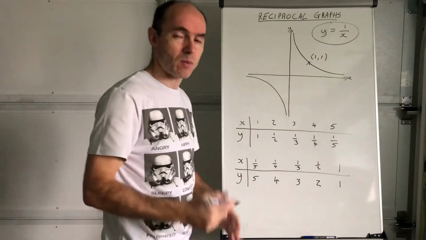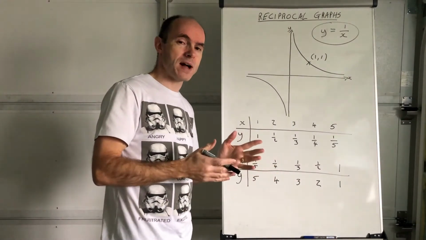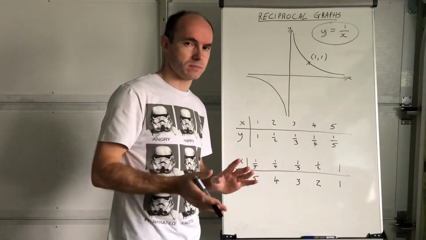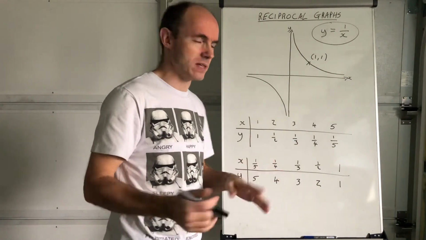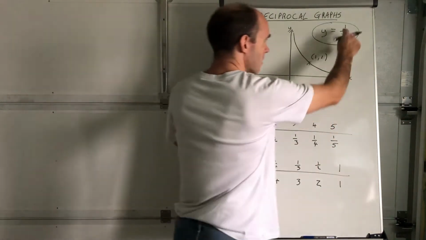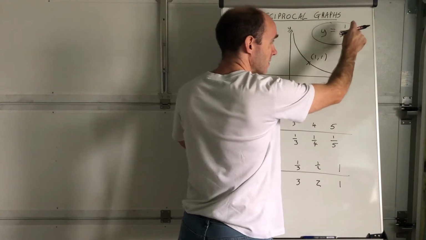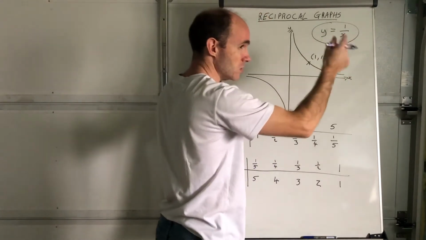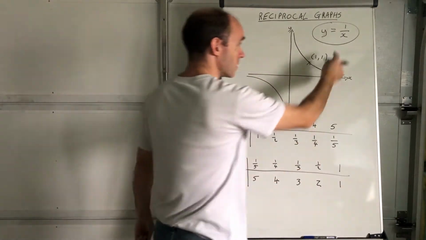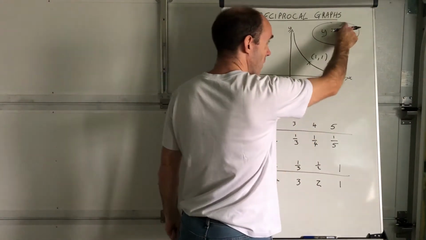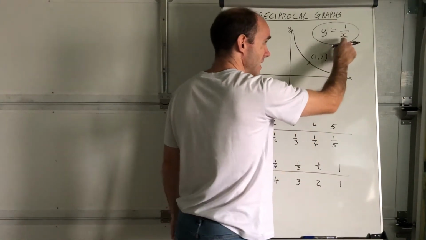However, you'll never be able to have a value of y equal to 0. Why won't you have a value of y equal to 0? Because the 1 on the top means you cannot divide it by any number in order to get 0. Does that make sense? Let me say it another way. When you've got 1 over x, you cannot have x be any number that will give you 0.